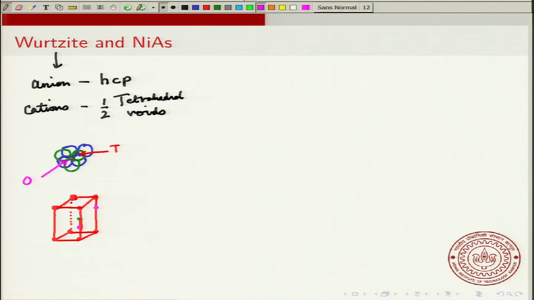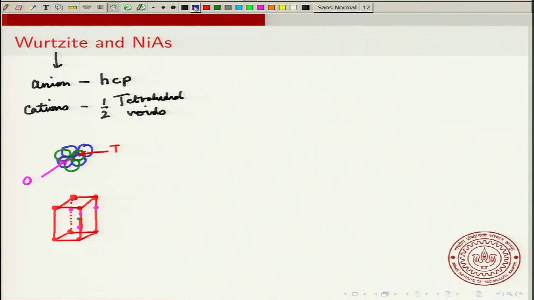There will be similar tetrahedral voids located right here, here, and here. So this will be directly below this red anion. And so these are half of the tetrahedral voids that are occupied in this unit cell.